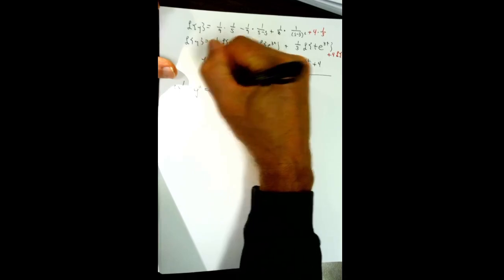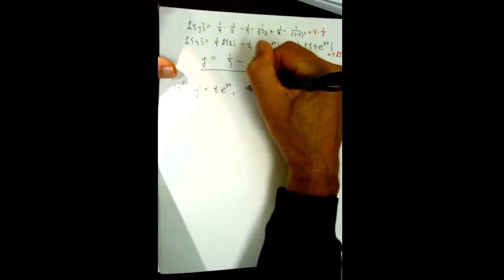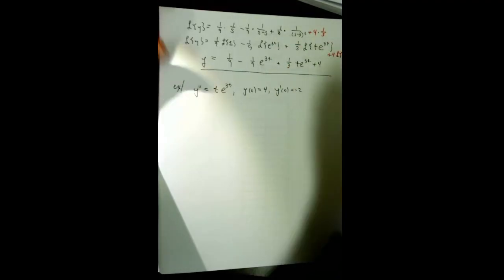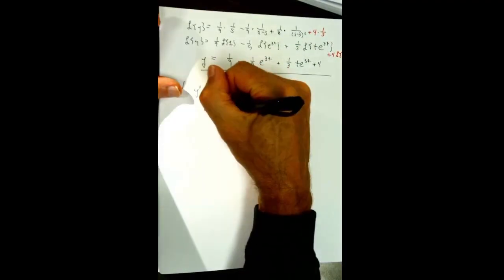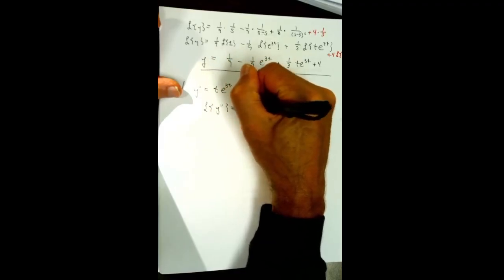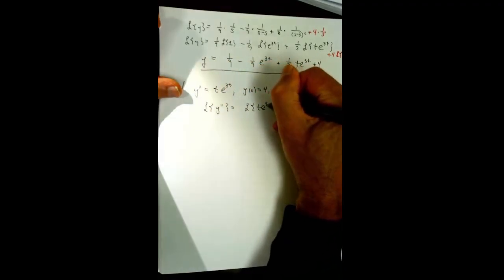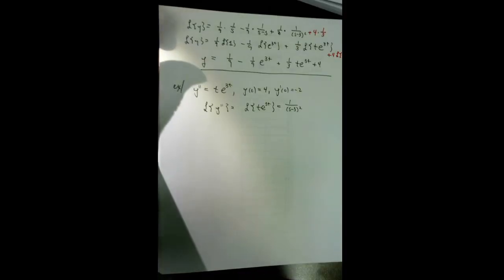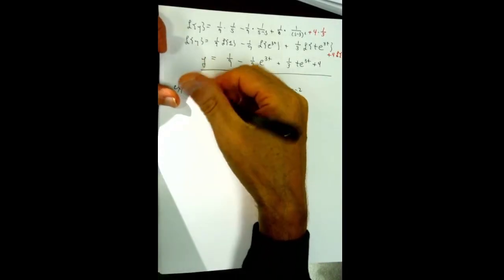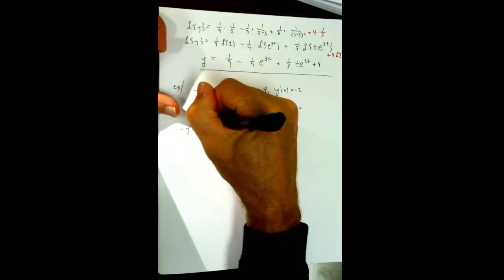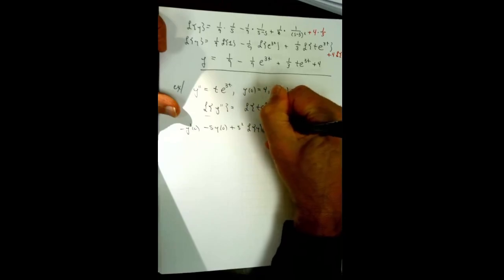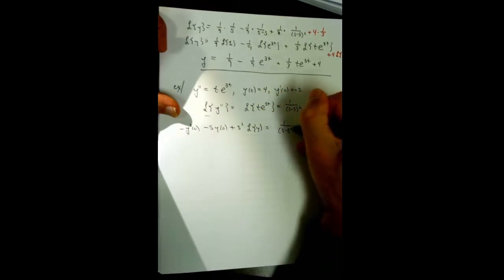What if we had the second derivative is t e to the 3t, where y of 0 is 4 and y prime of 0 is minus 2. So taking the Laplace transform of both sides, I get this, and we already know that this is going to be 1 over s minus 3 squared. And we've found that this is minus y prime of 0 minus s y of 0 plus s squared times the Laplace transform of y. It's 1 over s minus 3 squared.